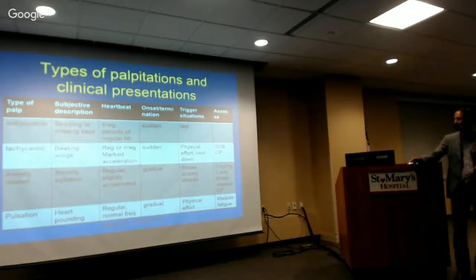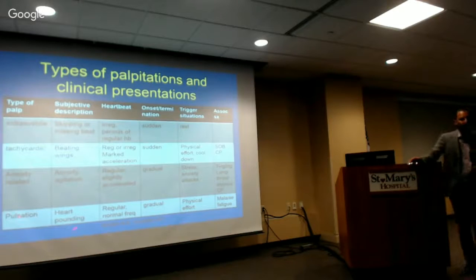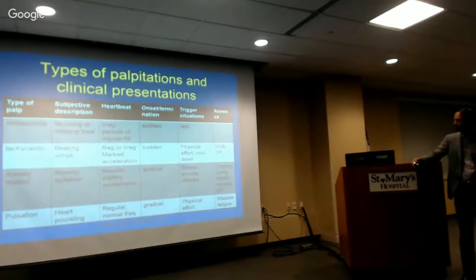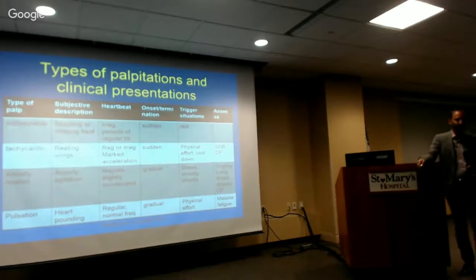This pulsation type of palpitation refers to people that have often structural heart disease or anemia or fever, where they don't truly have an arrhythmia, but they're describing a strong, steady, regular sensation in their chest that's very gradual and maybe worse with physical effort, often with aortic regurgitation or mitral regurgitation.